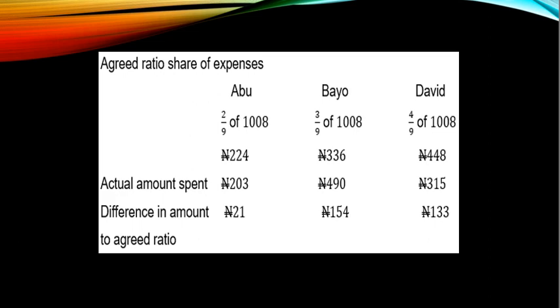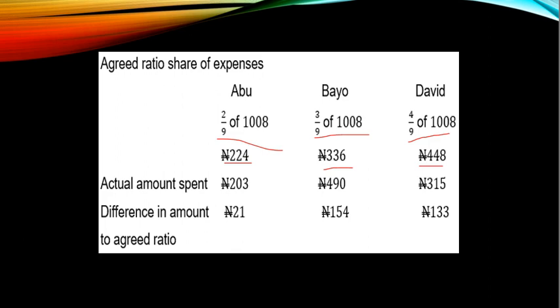Okay, this is what I just said now. So this will become the amount they spend based on the total expenses. This for Abu, this for Bayo, and this for David. When you work it out, you get this amount for Abu, this for Bayo, and this for David. That is the actual amount. That is the amount they spend based on the total expenses and the ratio.